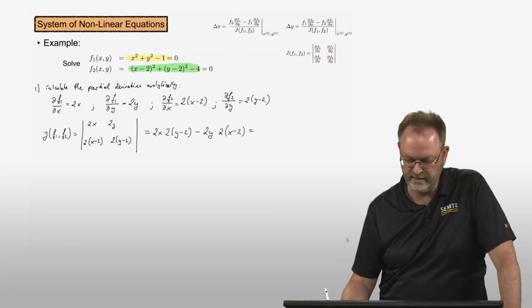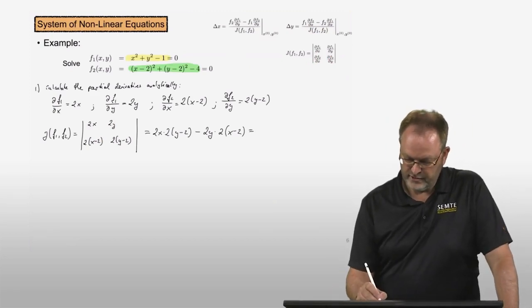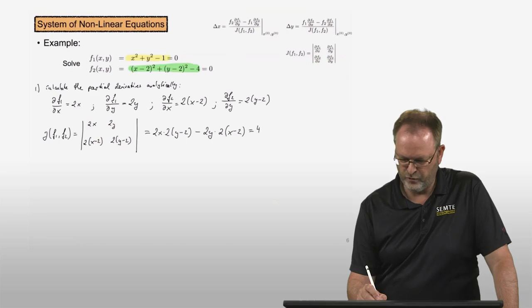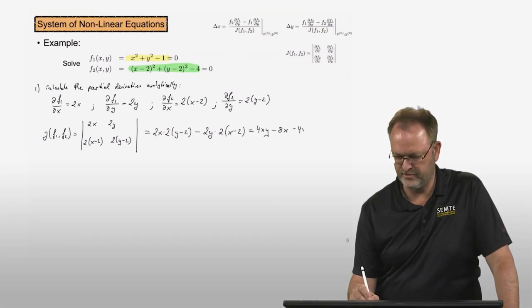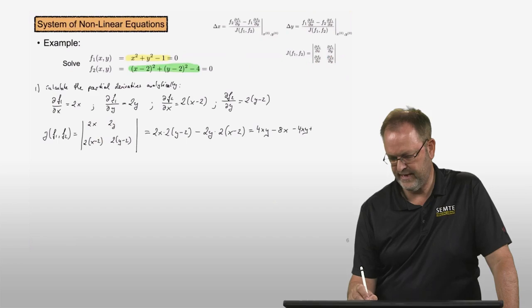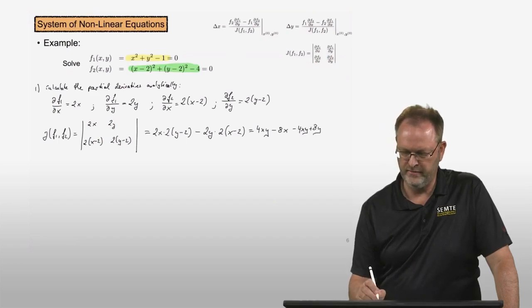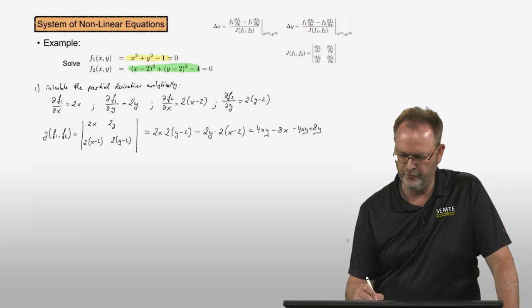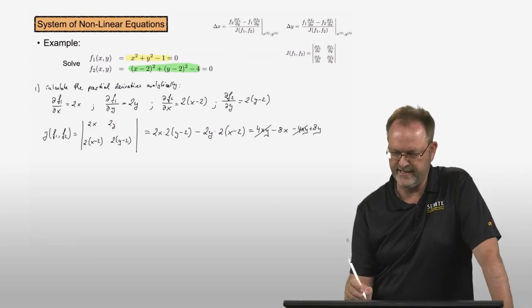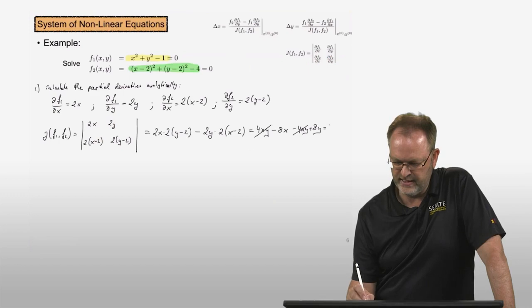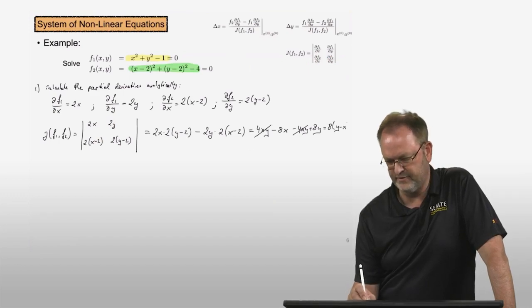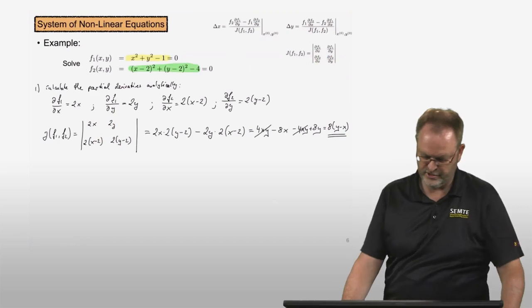Okay, let's simplify this a little bit and multiply this out. So I get from the first term 4xy minus 8x. And the second term here has minus 4xy plus 8y. And then you'll see here that the 4xy minus the 4xy cancels, and I get 8 times (y minus x). That would be the Jacobian.